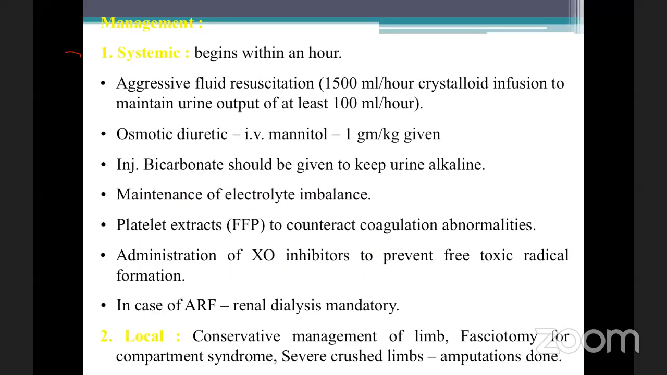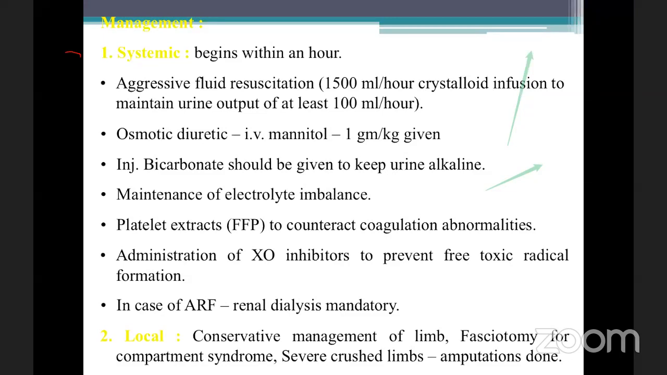So management is basically the fluid and electrolyte management. It's an acidotic condition, so you need to give bicarb, and the hyperkalemia part has to be taken care of. And for local treatment, with respect to the systemic treatment, we need to take care of the electrolyte and systemic part. And with respect to the limb part, if the limb is salvageable, you need to do a fasciotomy and stabilize the fracture if there is a fracture.